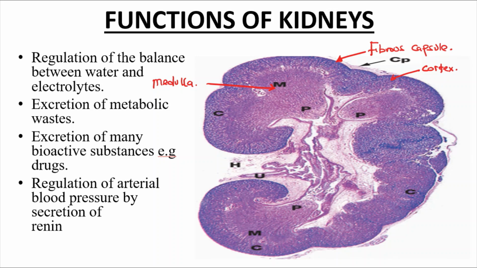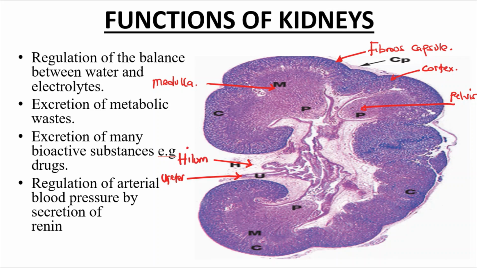The medulla will drain into the pelvis. So this structure here is the pelvis. The pelvis will now drain the urine into the ureter. So this one here is the ureter. So the part where the ureter will connect to the kidney is known as the hilum. So this part here is called the hilum.